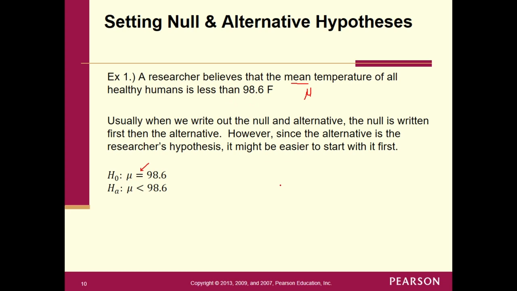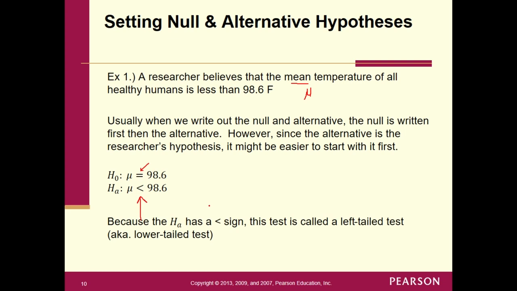Before we leave this, whenever you have a less than sign in the alternative hypothesis, this is what we call a left-tailed test. That's going to play a part later on when we do other steps. So less than sign, left-tailed test. Sometimes it's also called a lower tail test.